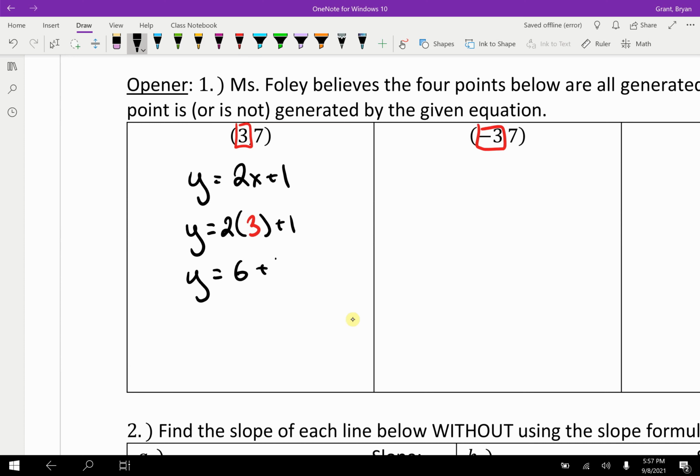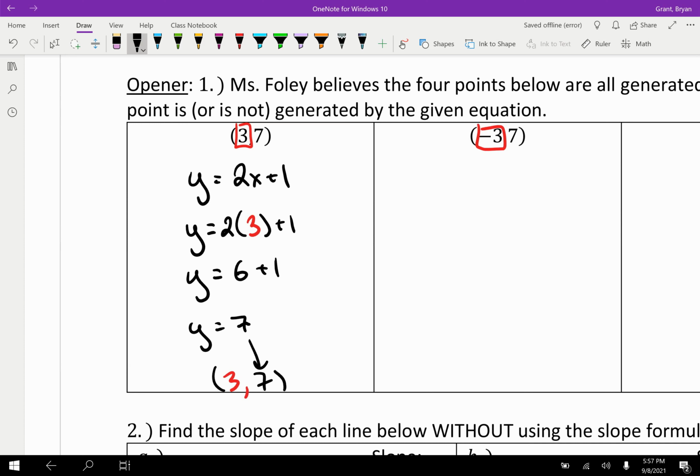2 times 3 is 6. 6 plus 1 is 7. So I inputted 3, and I got an output of 7. And that matches the point here. That looks pretty good. All right, let's try another one.